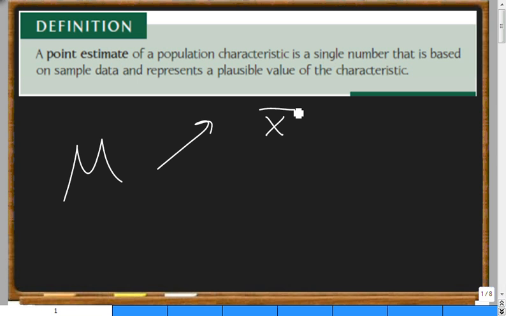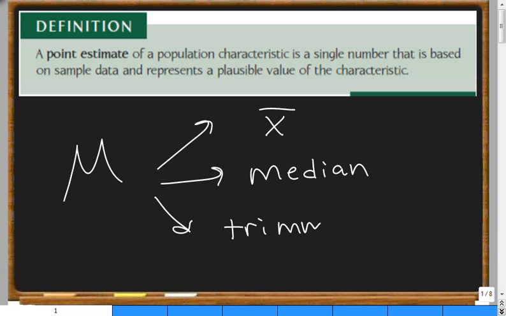We could use X bar. That's the sample mean. That makes sense, right? If you're trying to measure the mean of something, why not use the sample mean? We could also use the median. The median is something that could also work. We could use a trimmed mean. We could use all sorts of things.